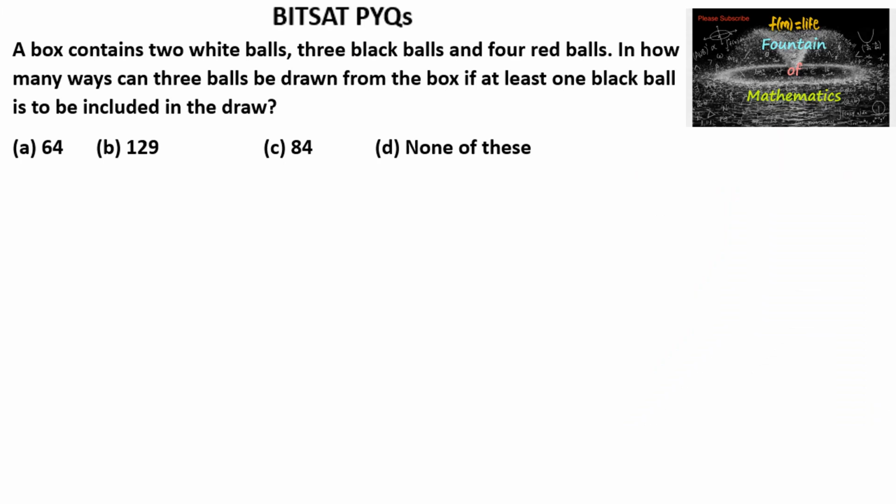A box contains 2 white balls, 3 black balls and 4 red balls. In how many ways can 3 balls be drawn from the box if at least one black ball is to be included in the draw? At least one black ball. So here 2 white balls, 3 black balls and 4 red balls are there. So total 2 plus 3 is 5, 5 plus 4 is 9. So 9 balls are there.